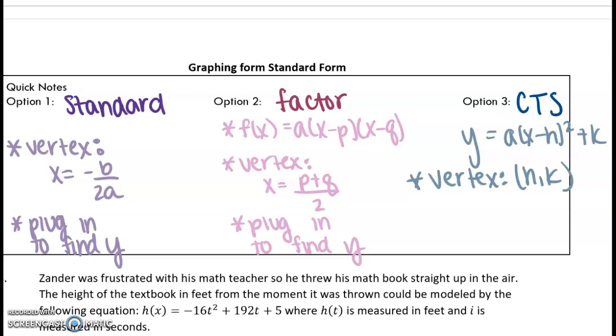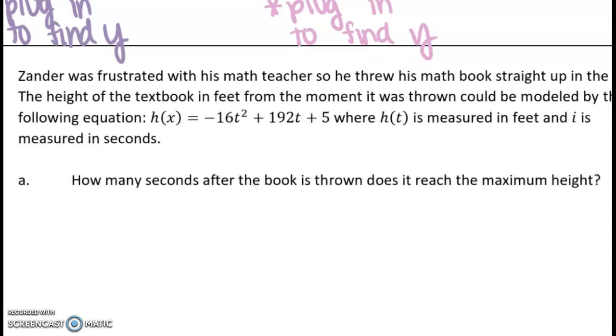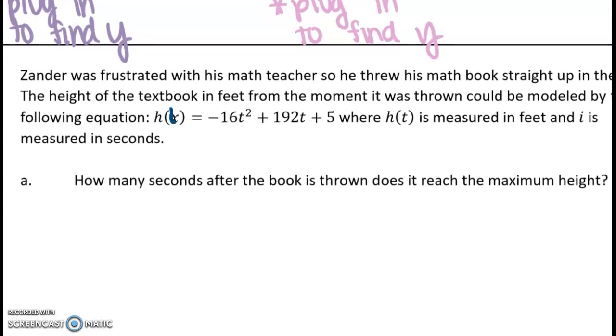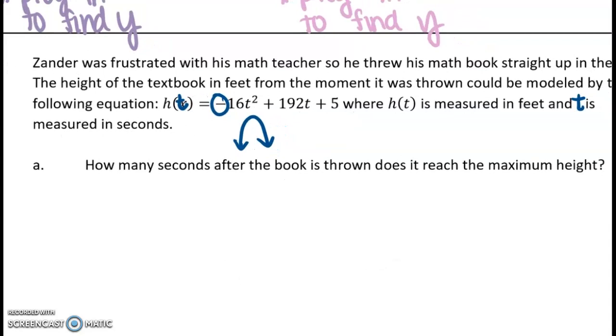All right, we have a word problem, and then we are done. Xander was frustrated with his math teacher, so he threw his math book straight up in the air. The height of the textbook in feet from the moment it was thrown could be modeled by the following equation. So this should be h of t. There's t's in the equation, so this really should be h of t, where h of t is measured in feet and t, not I, is measured in seconds. Now, a couple of things to know. I have a negative here, so that tells me my parabola is opening down. So this is representing that book being thrown in the air. How many seconds after the book is thrown does it reach its maximum height?